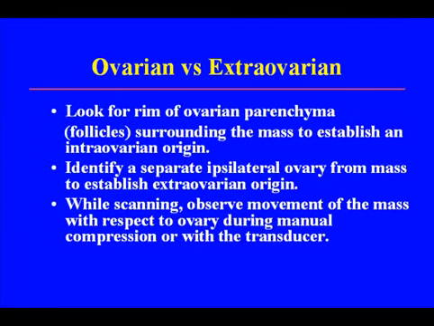Look for a rim of ovarian parenchyma, little follicles surrounding the mass, to establish an intra-ovarian origin. Identify a separate ipsilateral ovary from the mass to establish that it's extra-ovarian in origin. While scanning, observe movement of the mass with respect to the ovary during manual compression with a transducer.